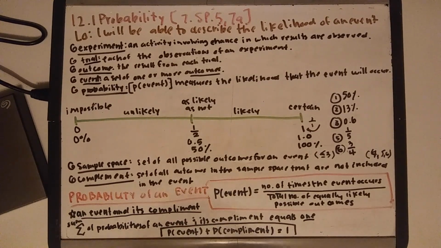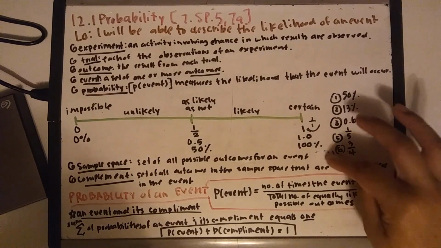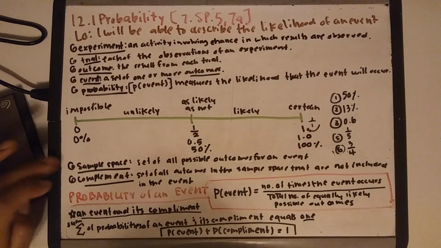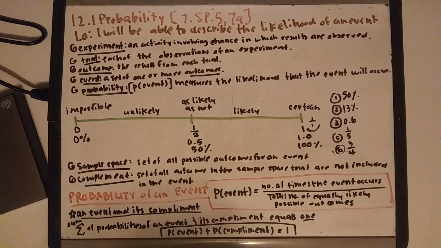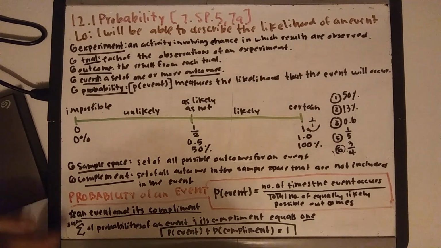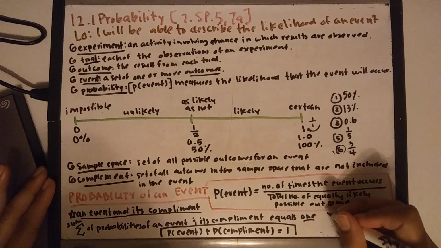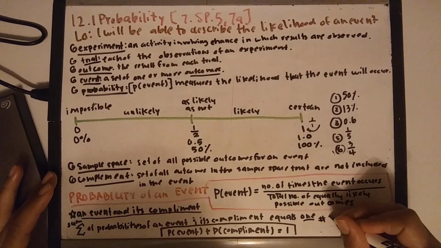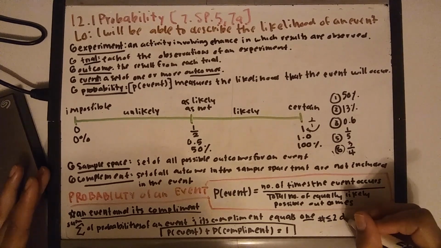So this one says probability of an event. So let me go ahead and go over here, and then I'll come back over here. So for instance, if I say, probability of getting a number equal or less than 2 on a dice.